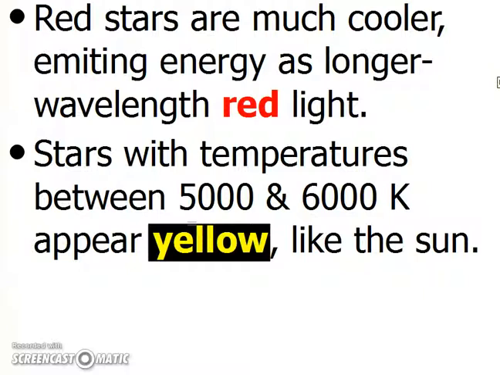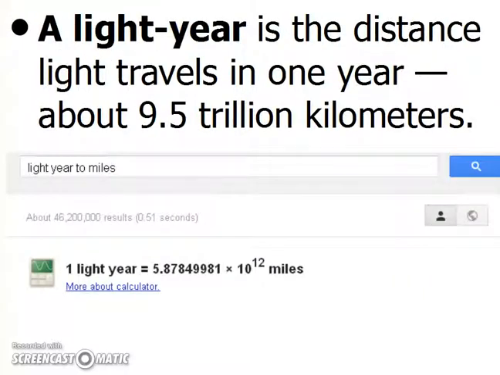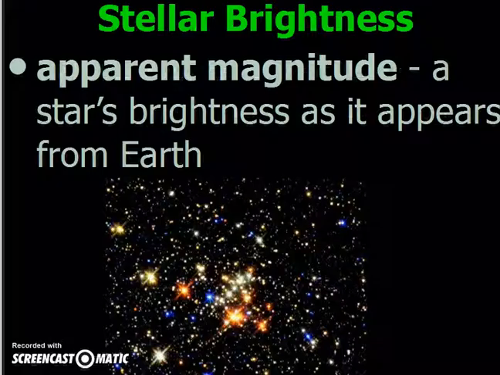And stars that are in between, stars that are between 5,000 and 6,000 Kelvin, those appear yellow, much like our sun. Now, keep in mind that you are not going to see red, blue, and yellow stars in the night sky. They are so far away that you cannot clearly depict the color. But there are ways that we can look at that. Now a light year, that's the distance light travels in 1 year, and it's about 9.5 trillion kilometers. Or in other words, this big long number down here, 5.87 times 10 to the 12th miles in 1 year. So that's pretty far.